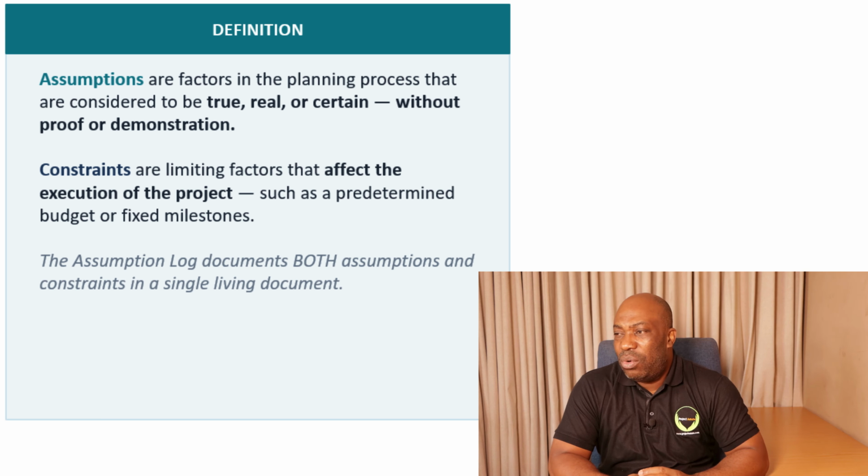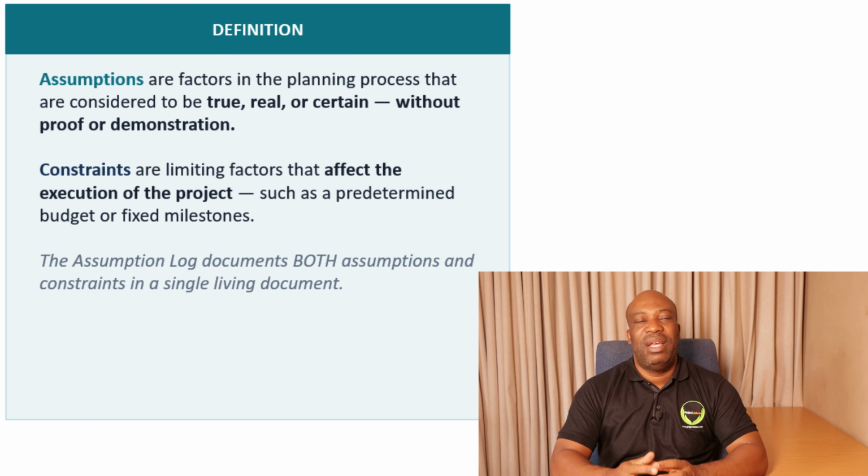Then a constraint is considered to be a limiting factor that affects the execution of a project, such as predetermined budgets or fixed milestones. So let me expand a bit on this. Constraints are always everywhere. In every project environment, you always find some constraints. It could be a resource constraint, which could be human or non-human. It could be a financial constraint, which could be budget. It can also be a constraint in terms of schedule.